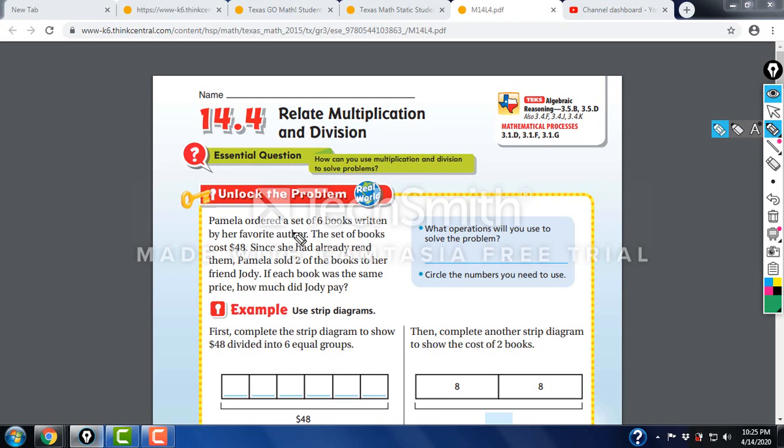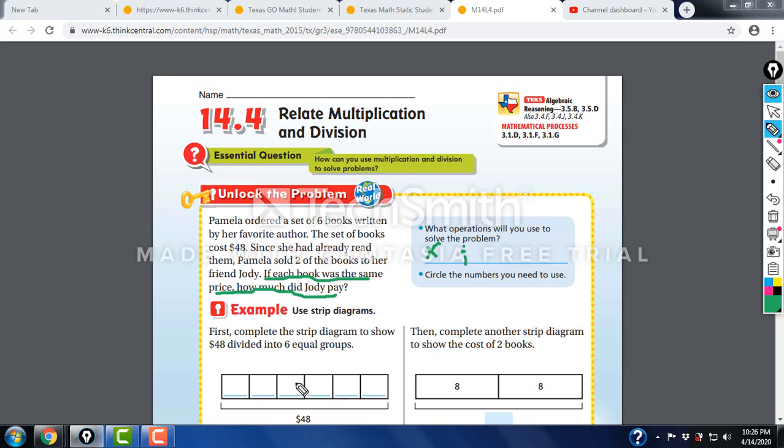So Pamela ordered a set of 6 books written by her favorite author. The set of books cost $48, and she had already read them. Pamela sold two of the books to her friend Jody. If each book was the same price, how much did Jody pay? So make sure we underline the question. How much did Jody pay? What operations will you use to solve the problem? You will use multiplication, and then you will use division.